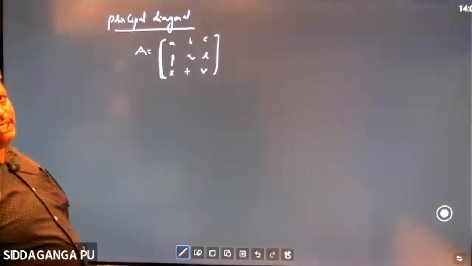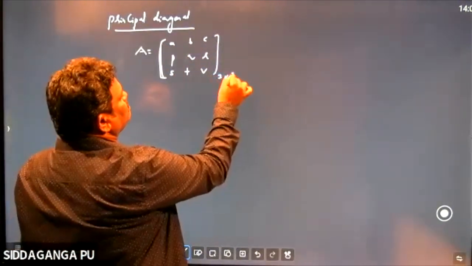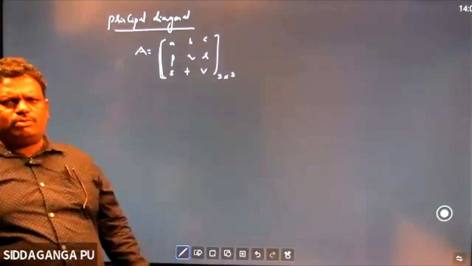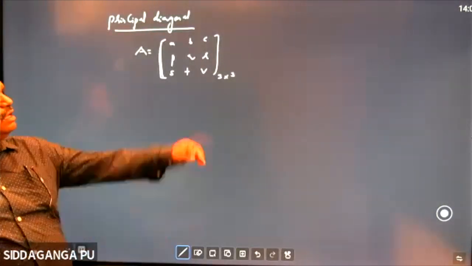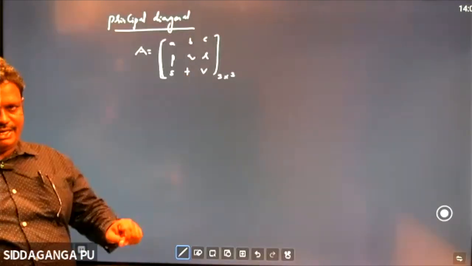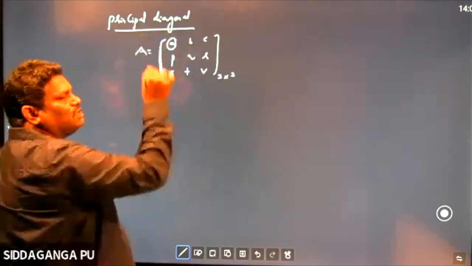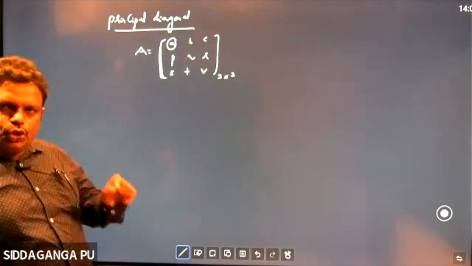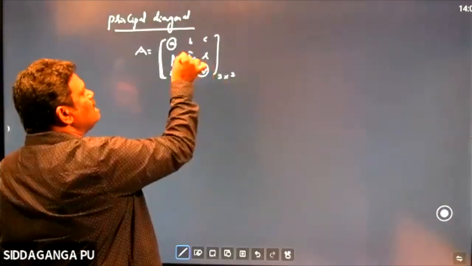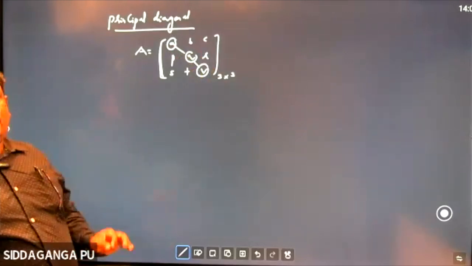Now this matrix order is 3 by 3. So 3 by 3 means this matrix must be a square matrix, since the number of rows is equal to the number of columns. So the principal diagonal, in a square matrix, is the diagonal joining the first element in the first row to the last element in the last row. This diagonal is called the principal diagonal.